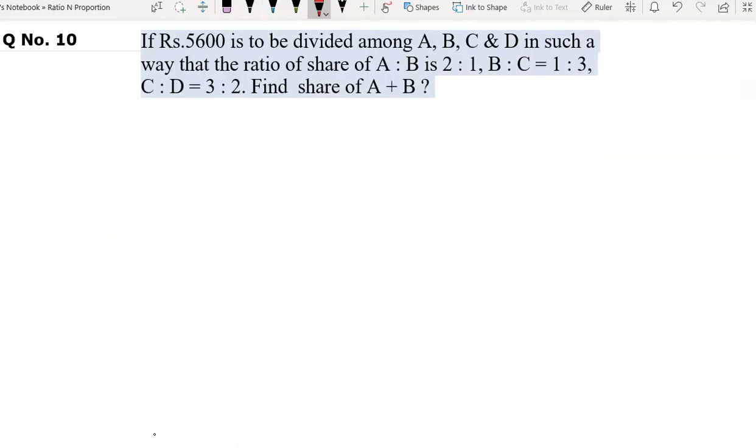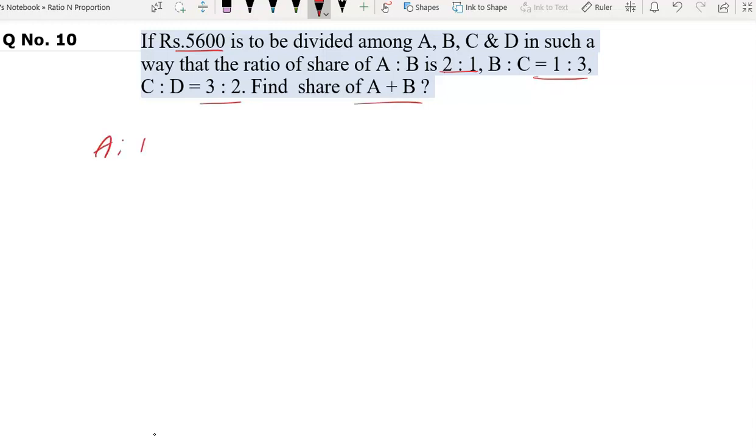Question number 10. If rupees 5,600 is to be divided among A, B, C and D in such a way that the ratio of share of A is to B is 2:1, B is to C is equal to 1:3, C is to D is equal to 3:2, find share of A plus B.